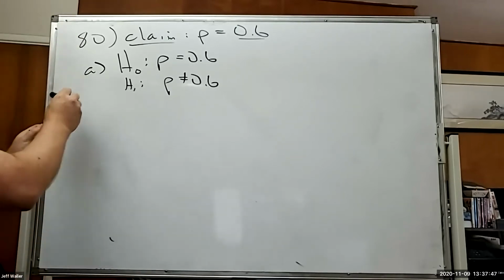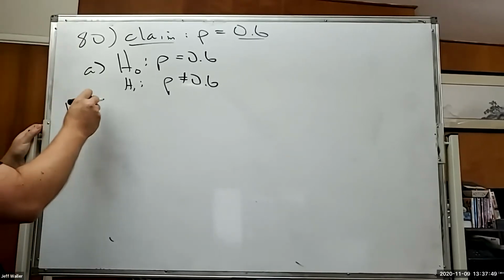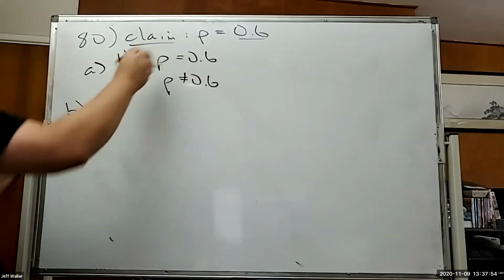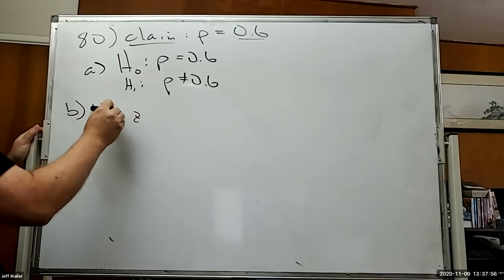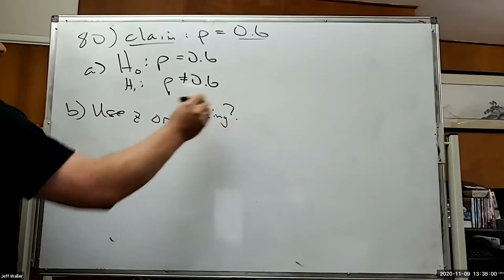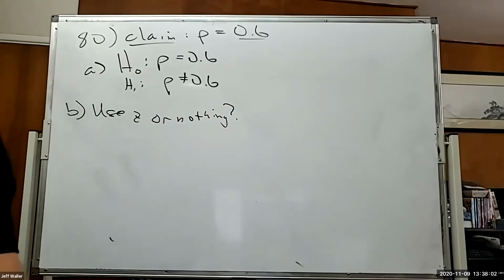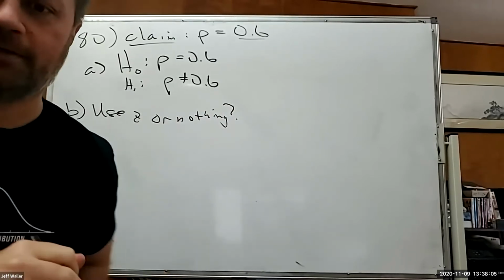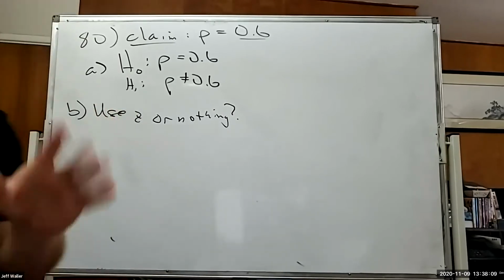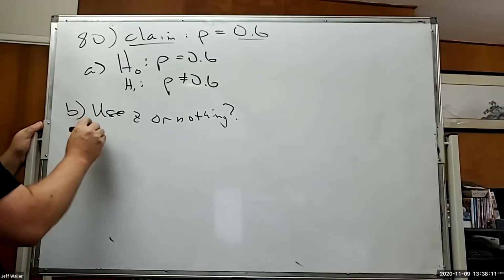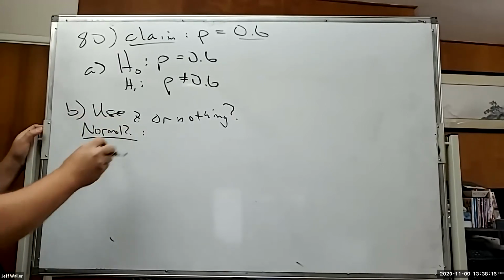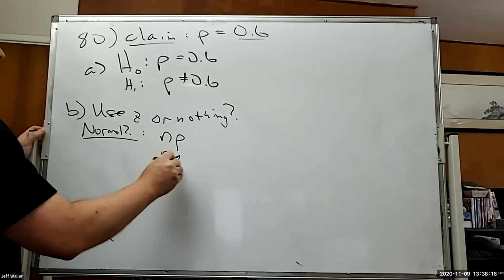Okay, and then part B is, can we use Z or nothing? For percentage problems, it's Z or nothing. What do I have to check? If it's normal or not. Yes, and in this case, how do I check to see if it's normal? NP and NQ. Good.